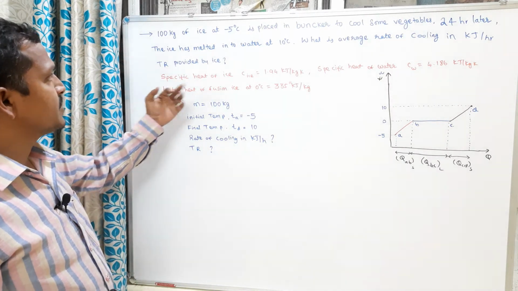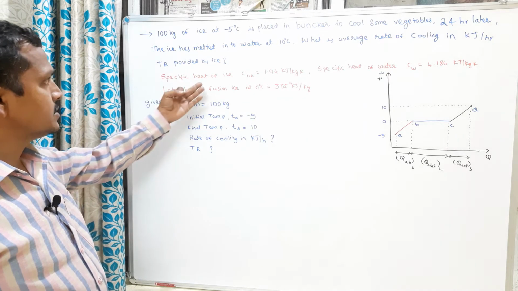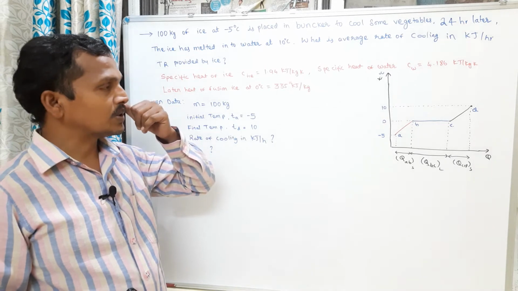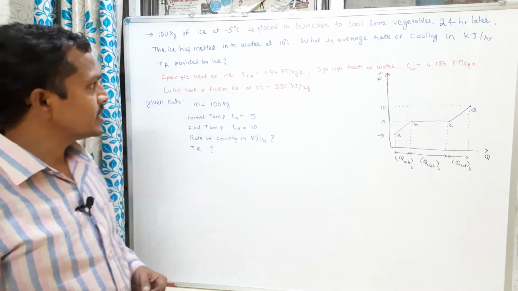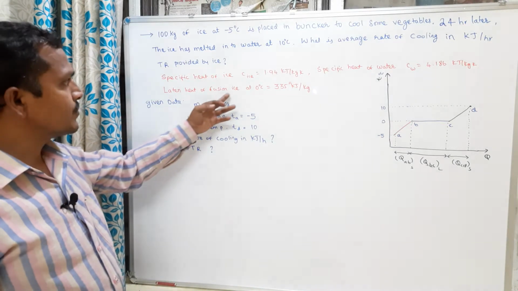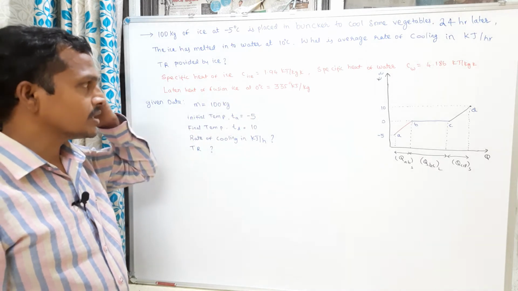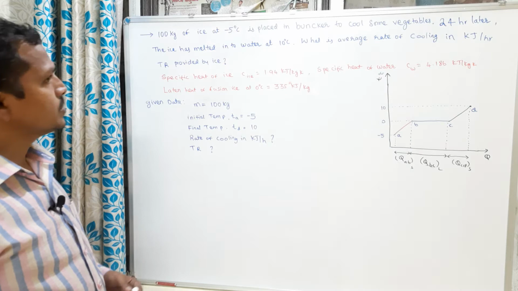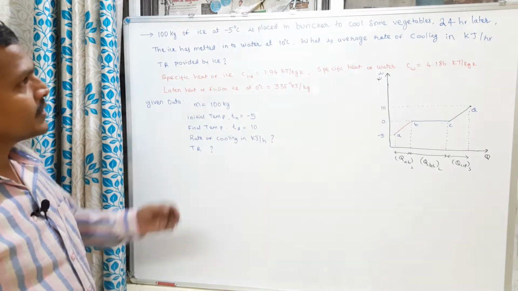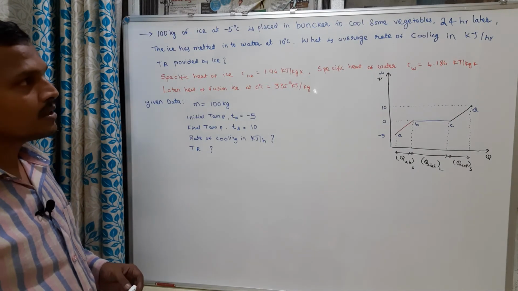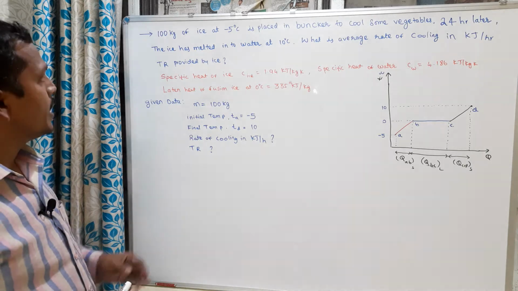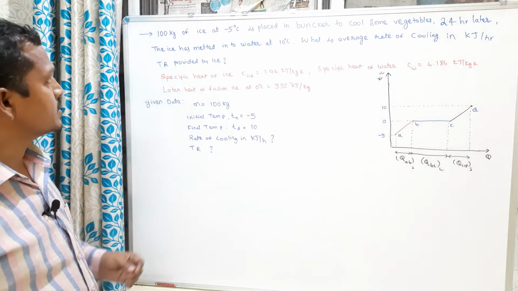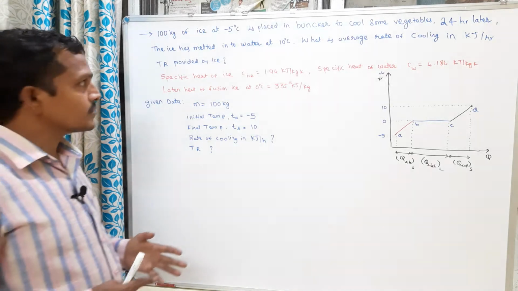So these are the specific heat of ice, the value 1.94. Specific heat for the water is equal to 4.186. Latent heat of fusion for the ice at 0 degrees centigrade is 335 kilojoule per kg. So in this problem, we need to find the average rate of cooling in kilojoule per hour and a ton of refrigeration provided by ice.